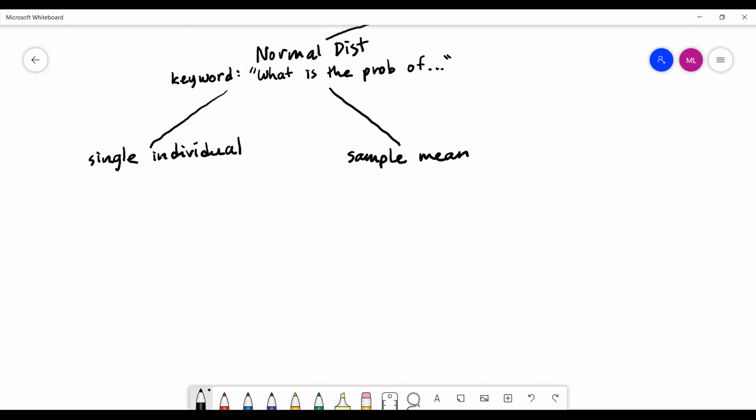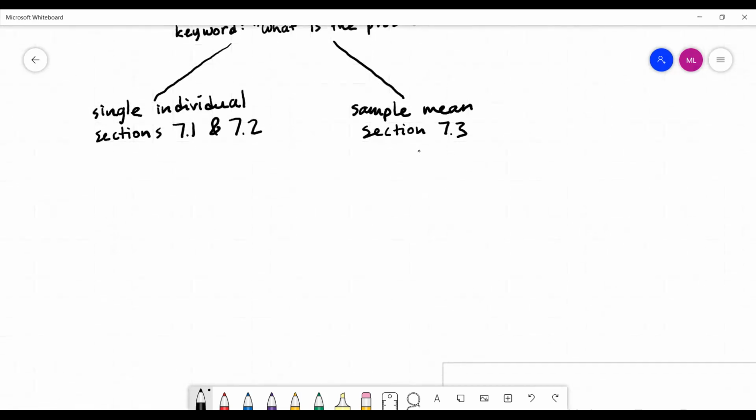So instead of asking about a single individual, they ask, what's the probability that a sample mean falls into some range of values? And so this is basically sections 7.1 and 7.2, where this corresponds to section 7.3, the sampling distribution. In these cases, the mean that you use is going to be mu. The standard deviation, we'll do an example of one of these on this exam review, so we'll see this in a minute. The standard deviation is just sigma.